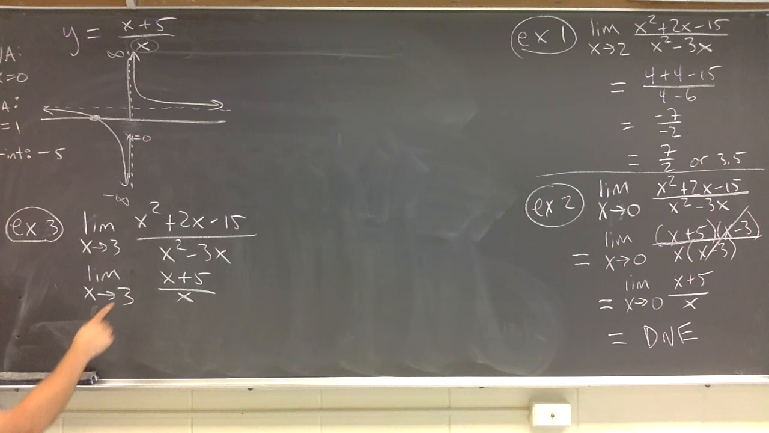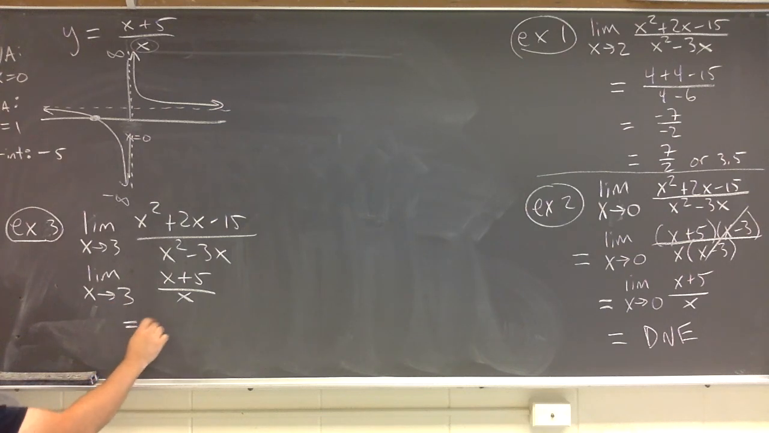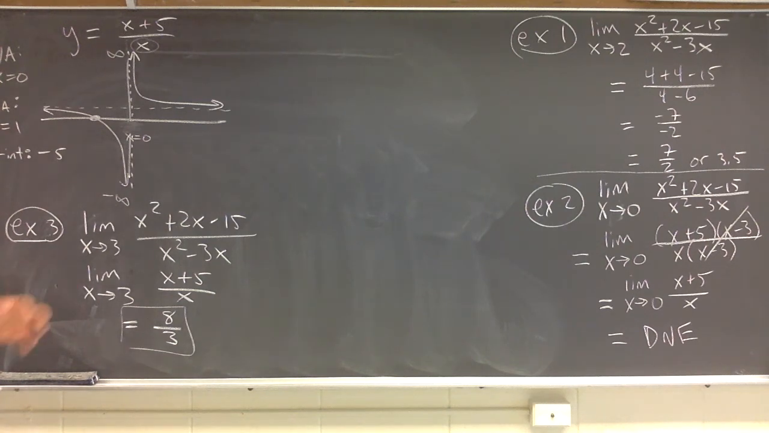And now can you plug this in? Looks like we absolutely can. Numerator we get 8, denominator we get 3, and there we go. So for the first example and the third example, we actually get some answers. The second one, we had a limit that did not exist.